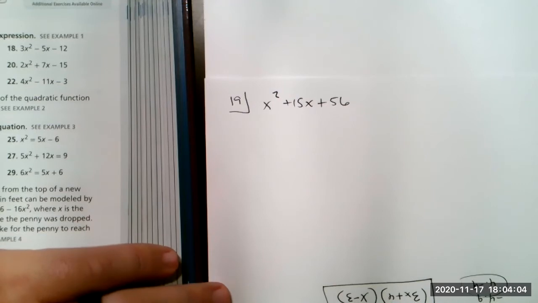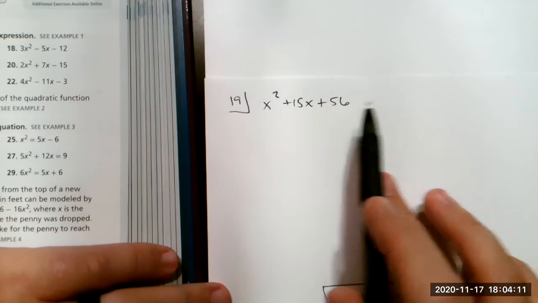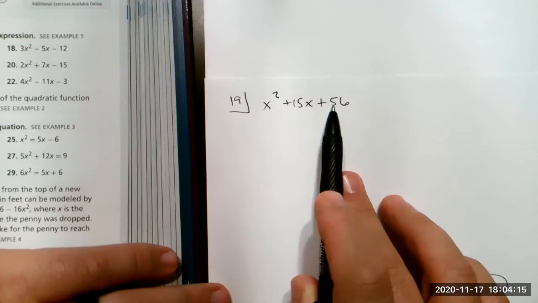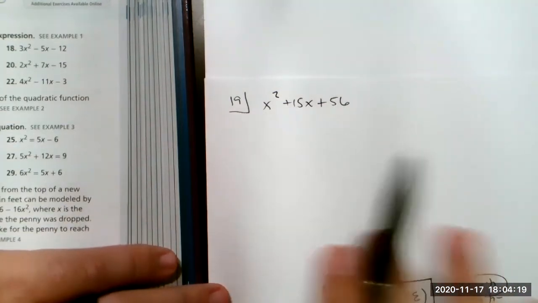So for number 19, again, make sure those first three steps are satisfied. If it's an equation, make sure it's equal to 0. Make sure it's in standard form. And if there is a GCF in those three terms, you've got to take that GCF out. So the next step, all of those are good to go.